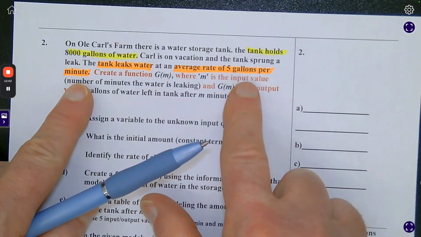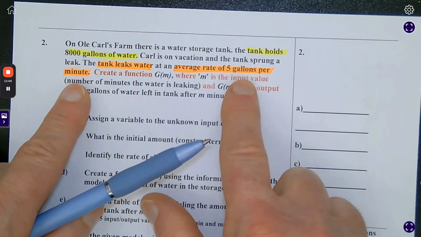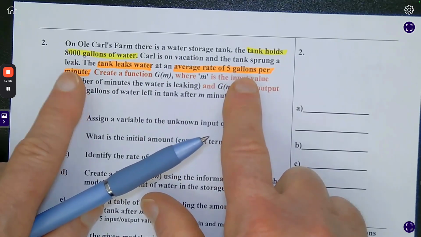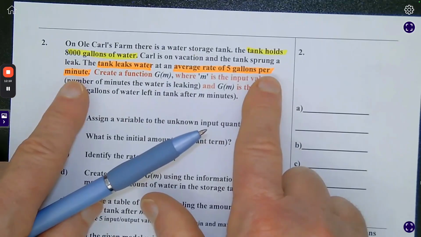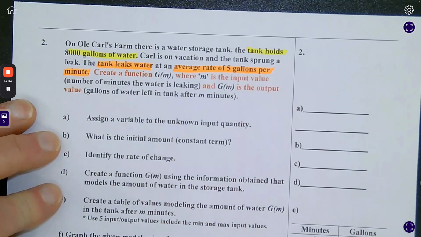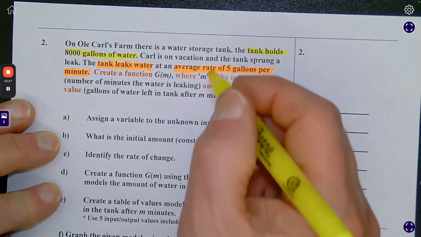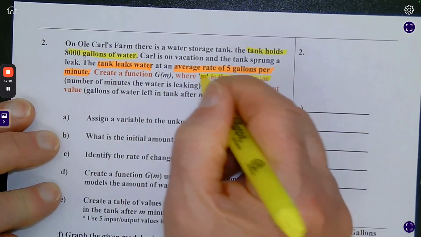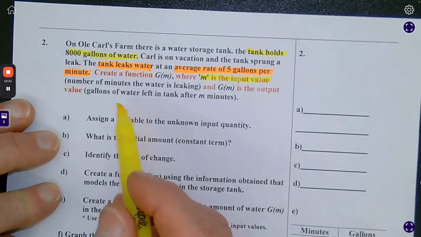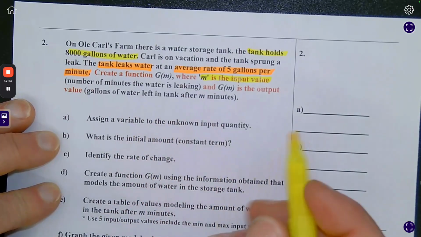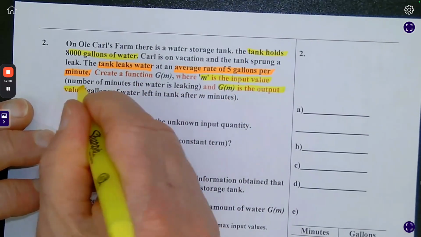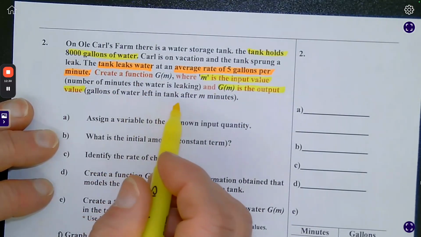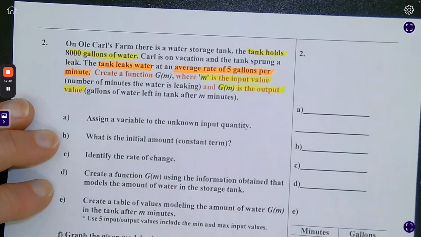So we're measuring gallons in minutes. Do you remember when we found the slope, change in y over change in x? So the y is gallons and the x is minutes, right? That's what that means. So we're going to create a function, g of m, where m is the input value. That means the number of minutes the water's been leaking, and g of m is the output. And that represents gallons of water left in the tank after m minutes.